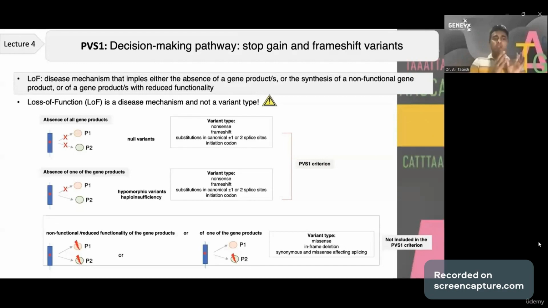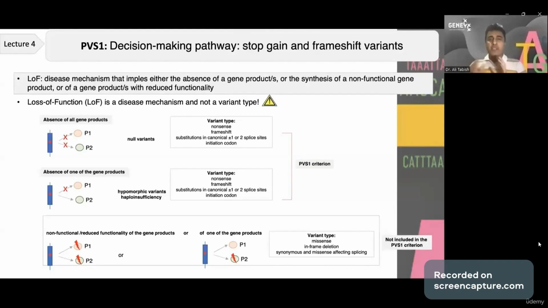Now you can apply these either in the homozygous state, when both alleles are disturbed, like if this variant is in both alleles, here shown as P1 and P2, or in a single allele as heterozygous. And depending on the zygosity, it can yield null variants, or haploinsufficiency, or hypomorphic variants or hypomorphic alleles.